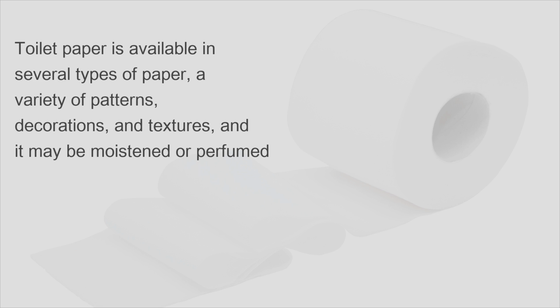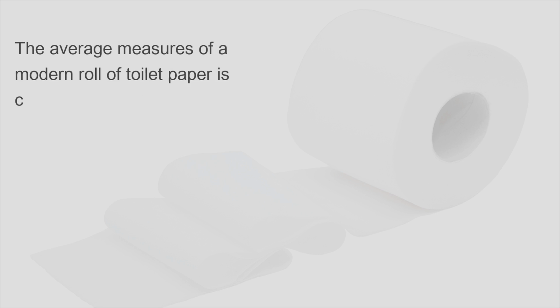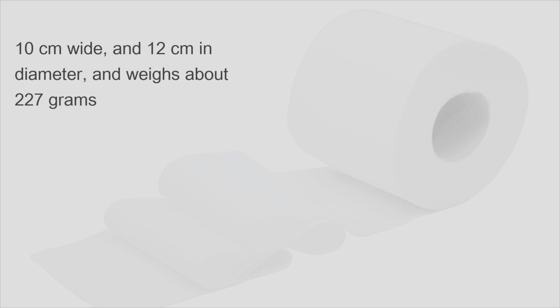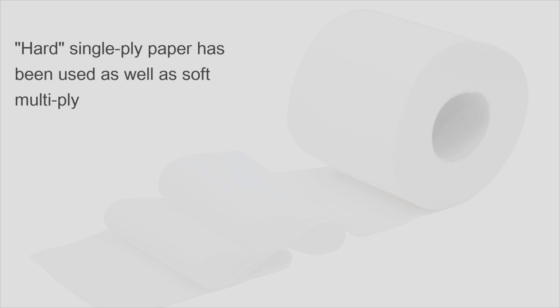Description: Toilet paper is available in several types of paper, a variety of patterns, decorations, and textures, and it may be moistened or perfumed, although fragrances sometimes cause problems for users who are allergic to perfumes. The average measures of a modern roll of toilet paper is c. 10 centimeters wide and 12 centimeters in diameter, and weighs about 227 grams. An alternative method of packing the sheets uses interleaved sheets in boxes, or in bulk for use in dispensers. Hard, single-ply paper has been used as well as soft multi-ply.